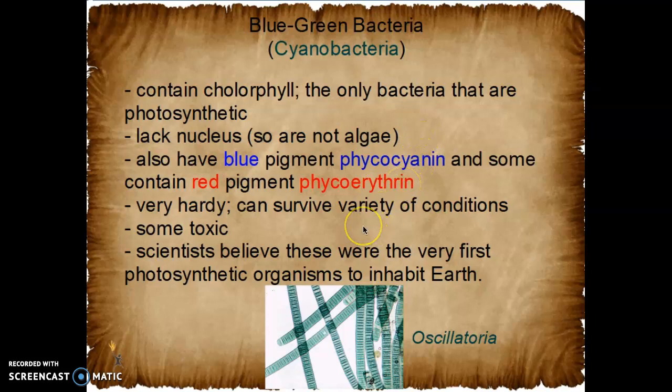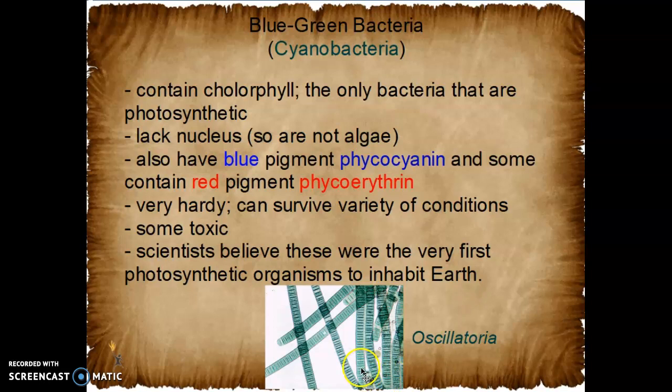They can survive in a variety of conditions, so it can be cold, it can be warm, it can be salty, it can be less salty. They're very hardy. They can live in a multitude of conditions. Some are actually toxic if they're built up too much, and scientists believe that these are the first photosynthetic organisms on Earth. So that means they actually gave oxygen to the ocean, which is a very valuable thing, and then millions of years later, of course, things moved on to land.